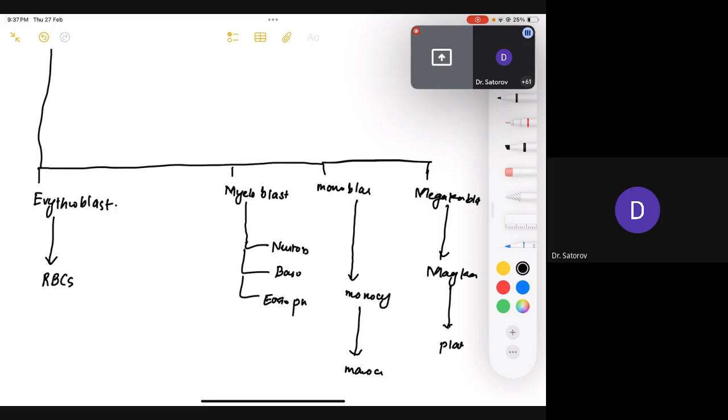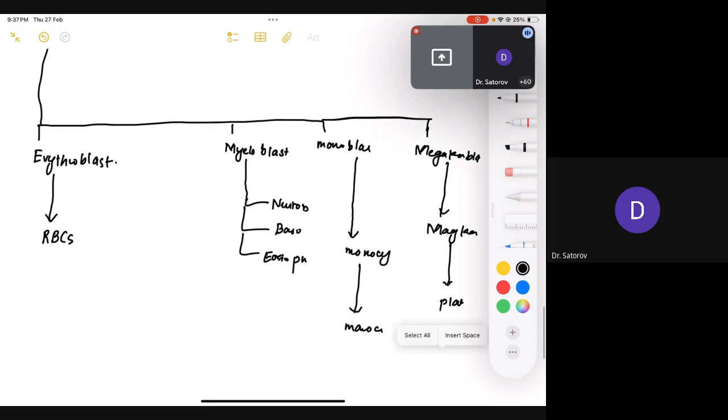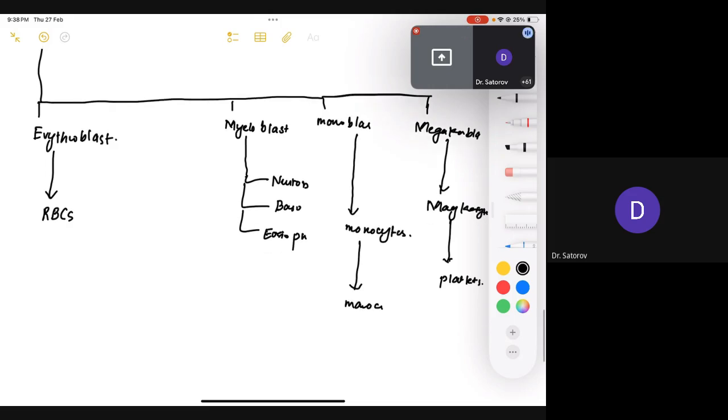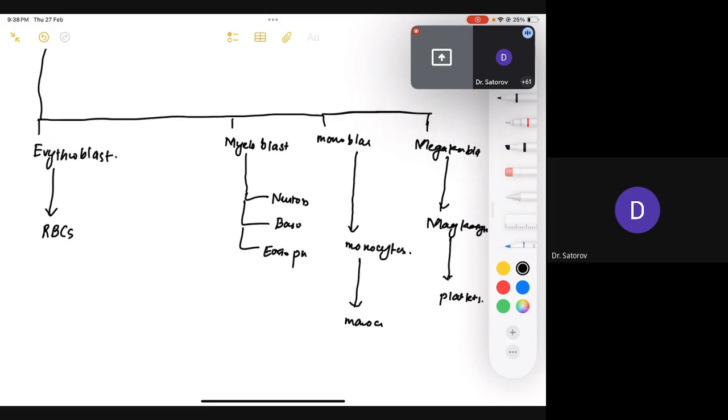Excuse me, sir. We cannot read the myeloblast, and then what's the next one, going down. You have megakaryocytes and your platelets. No, I mean the first one is erythroblast. Erythroblast is going to mature into red blood cells. Myeloblast is going to mature into neutrophils, basophils, and eosinophils. Monoblast is going to mature into monocytes and macrophages. Megakaryoblast into megakaryocytes and platelets. Is that clear?